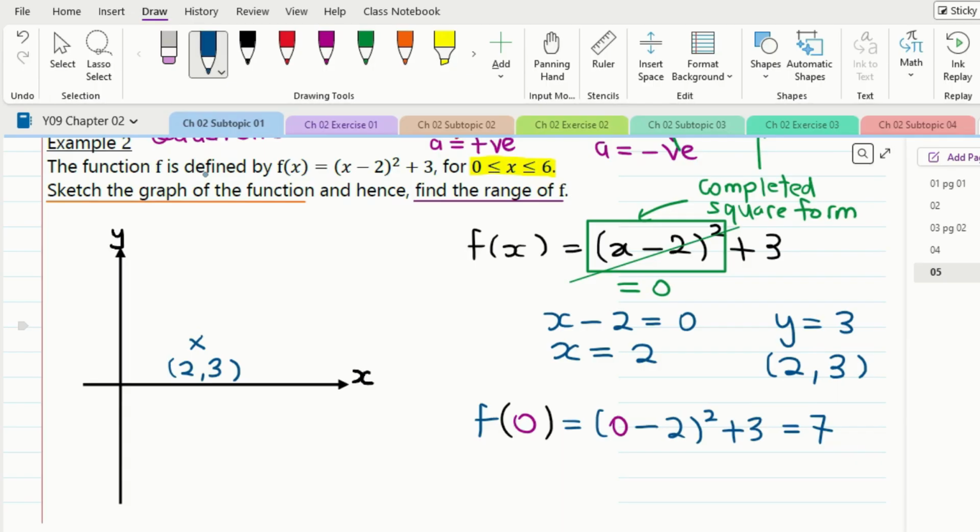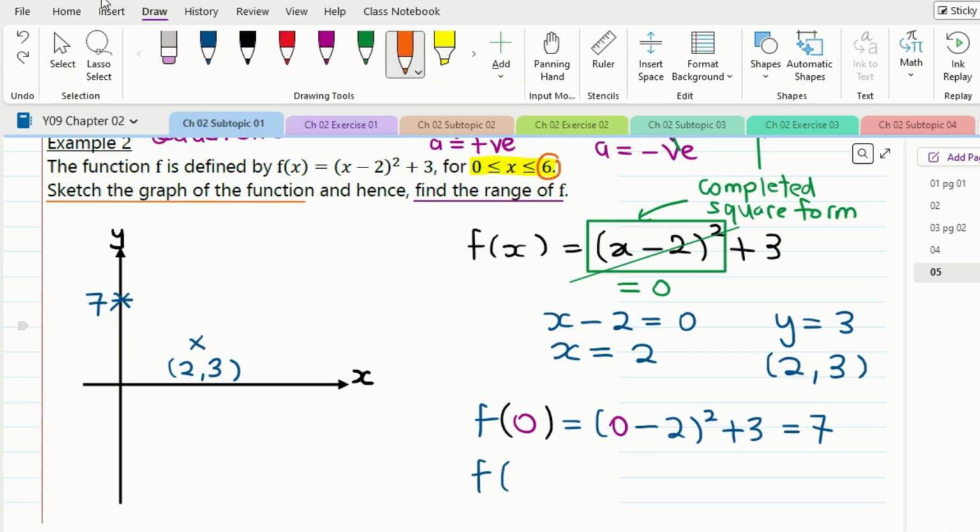Yeah, so say estimate 7 over here. Okay, this one must be stated because it is on the y-axis. Okay, intersection of the graph with the y-axis. All right, and as for f(6), okay, this is the end value of x, the domain.